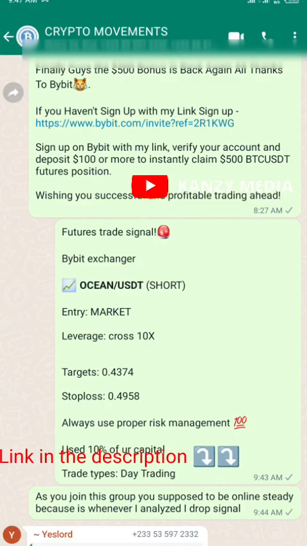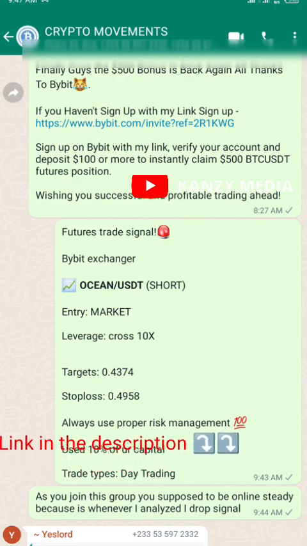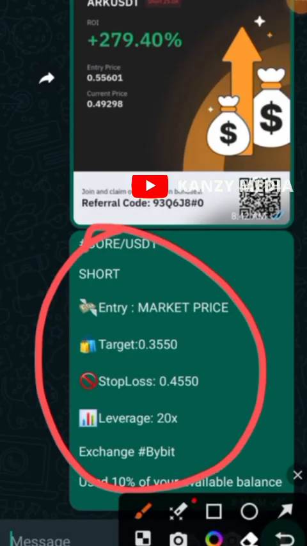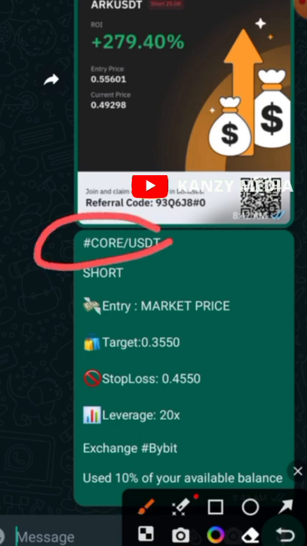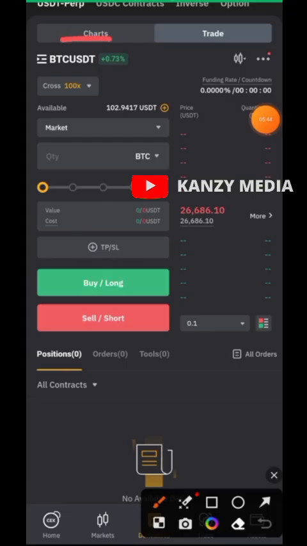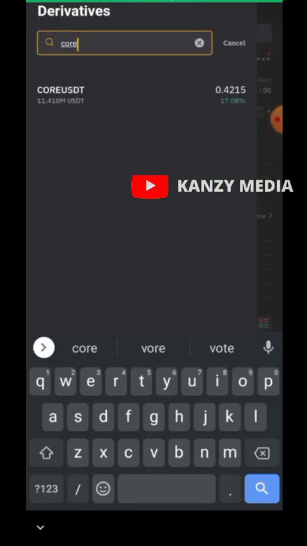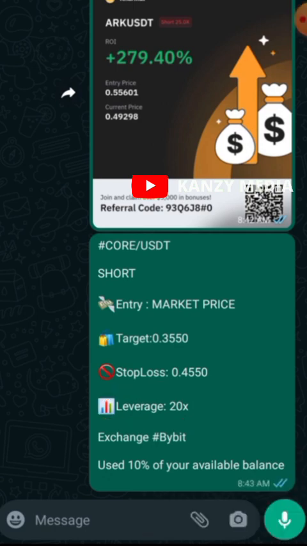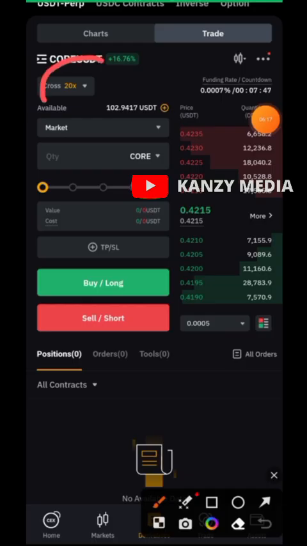So let's go to the group and copy out the signal while we enter it. So now this is our signal on the group and we are trading on CORE/USDT. To enter this we go to the Bybit derivative dashboard and search for CORE, then click on it. After that, go back to our group and set up your leverage. Watch carefully for the step-by-step I'm taking in this video to make sure you do exactly what I'm doing.